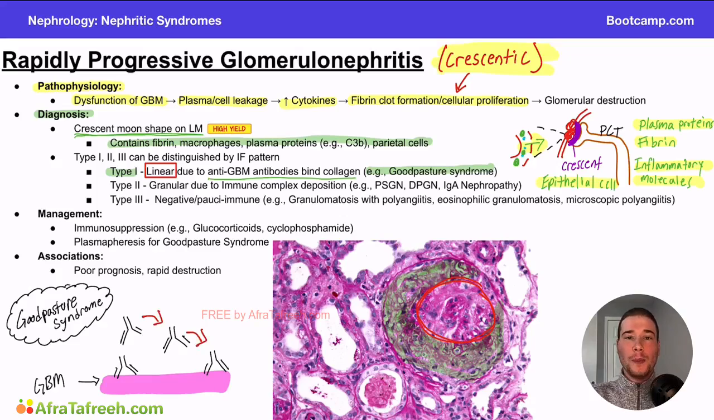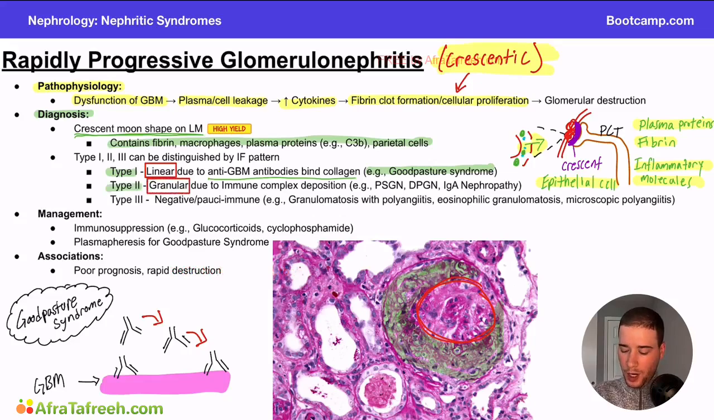This is a type 2 hypersensitivity reaction, but the key here is to know that it's a linear immunofluorescence pattern because of where it attaches. It attaches to the glomerular basement membrane, specifically to the alpha-3 part of the collagen chain. And so because these are anti-glomerular basement membrane antibodies binding, they present in a linear fashion, but we can compare and contrast that to our type 2 presentation, which is going to present with a granular appearance.